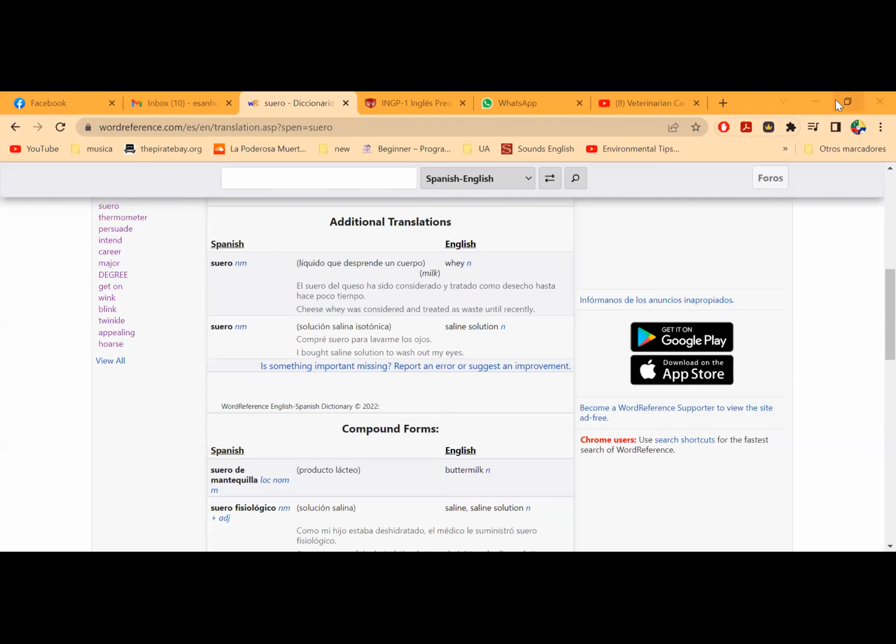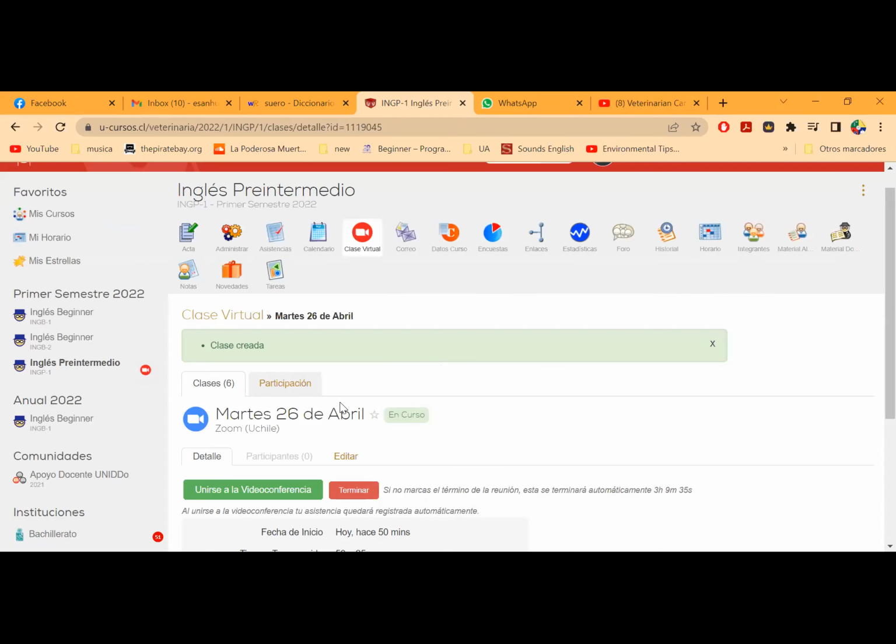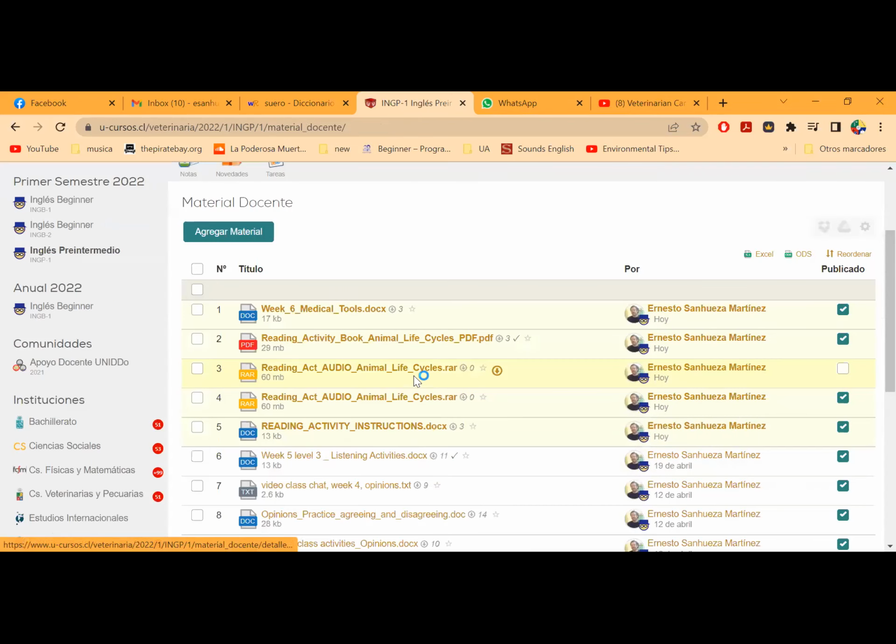Okay. En Ucursos, you have all the materials for the evaluated reading activity. Acá tienen, in a Word document, you have the instructions. Aquí me lo repetí, pero solamente está publicado una vez. Then you have the audio for this activity, and then you have the book for this activity.